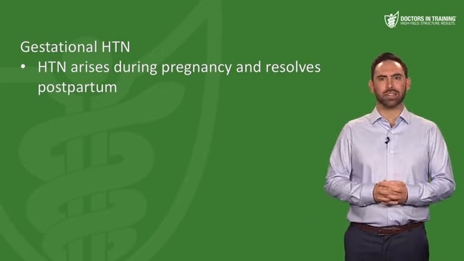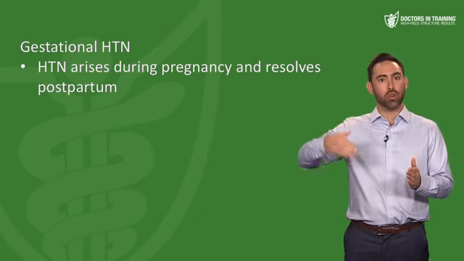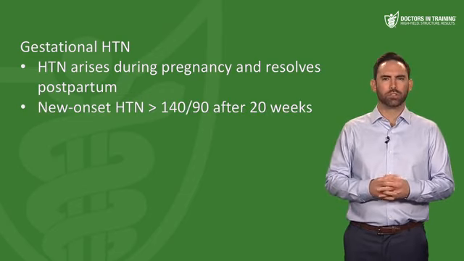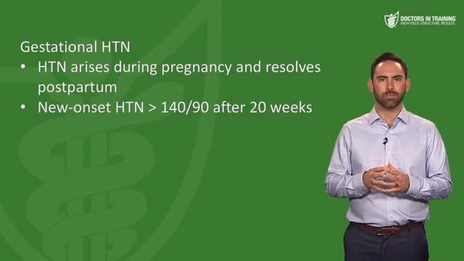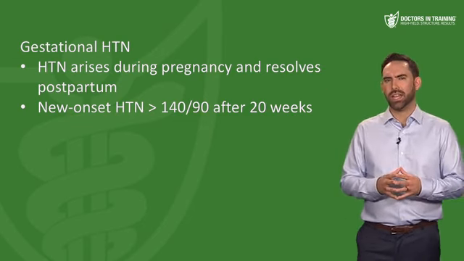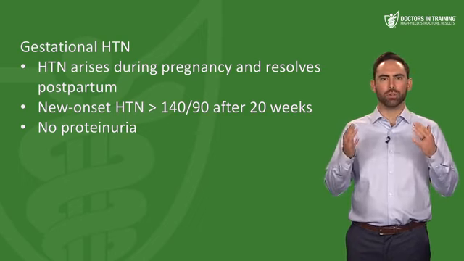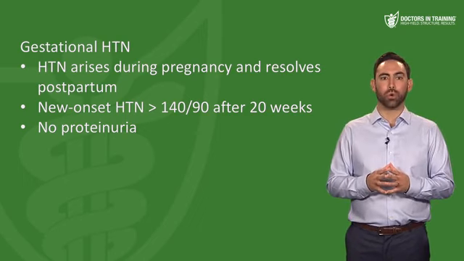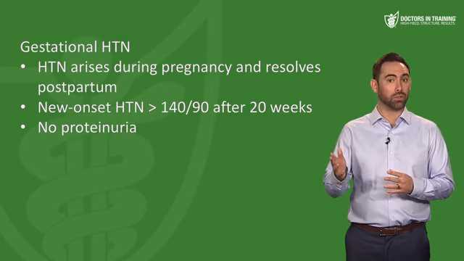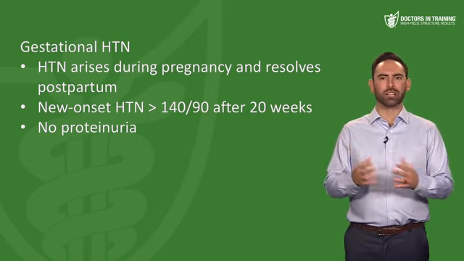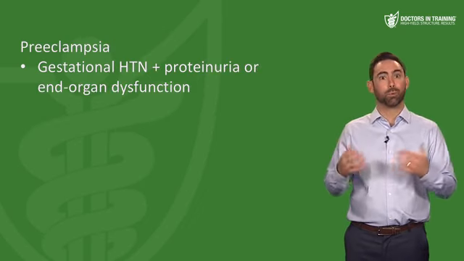Gestational hypertension is hypertension that arises during pregnancy and then resolves postpartum. So this is a new onset hypertension greater than 140/90 after 20 weeks of gestation. And this is not associated with proteinuria. Generally, we do not treat gestational hypertension with antihypertensives because it hasn't been shown to improve outcomes. So the management is basically close monitoring to catch any progression of the disease.